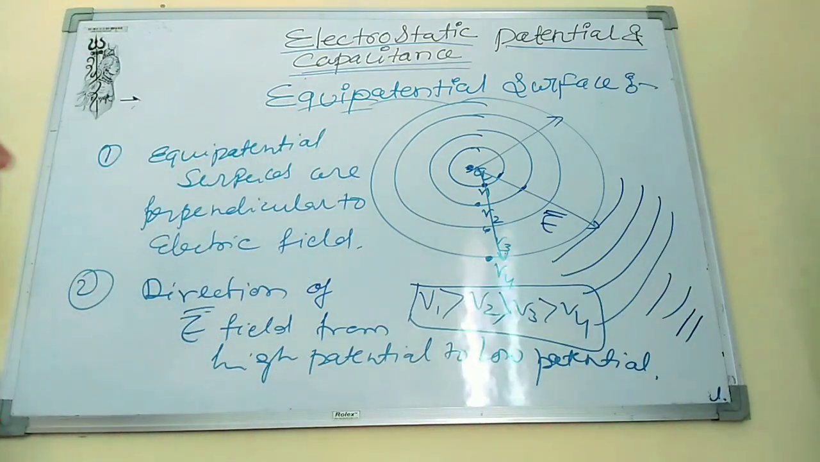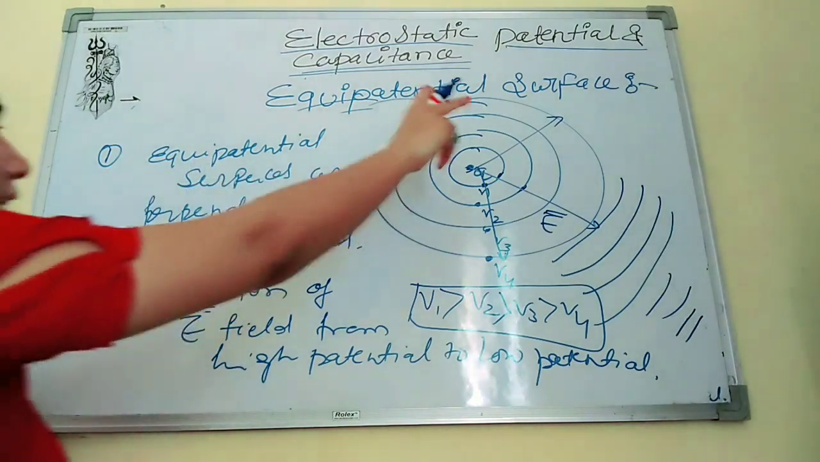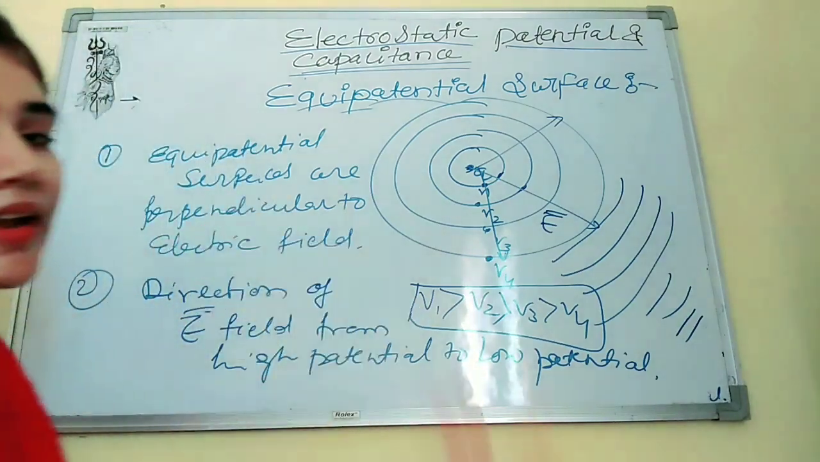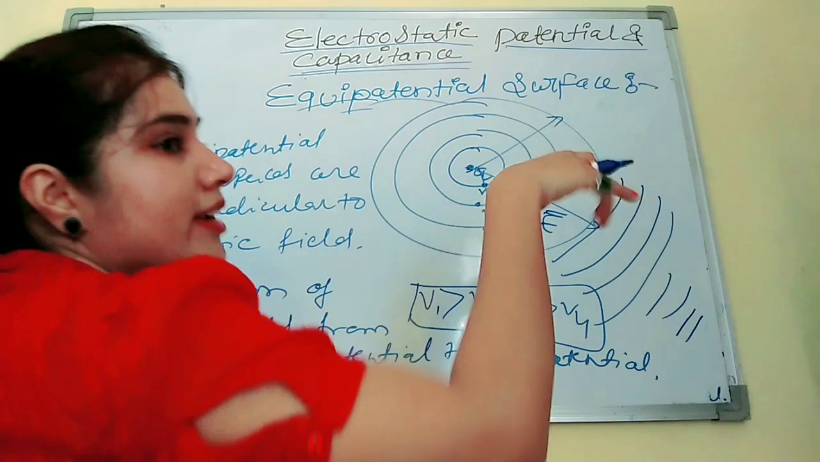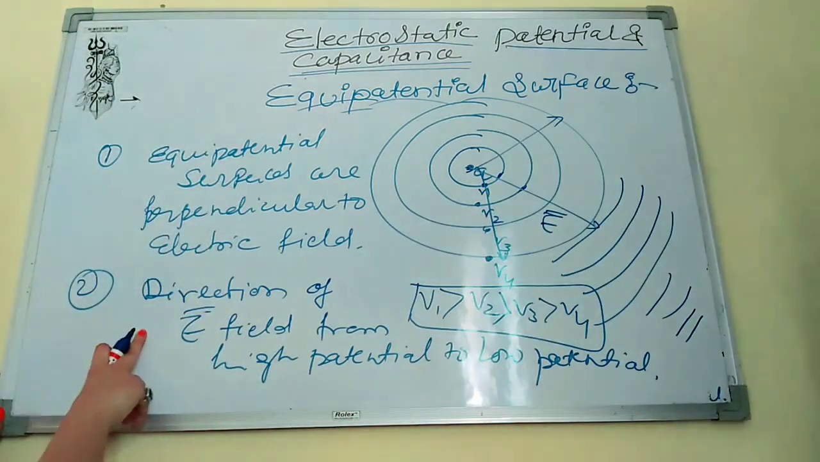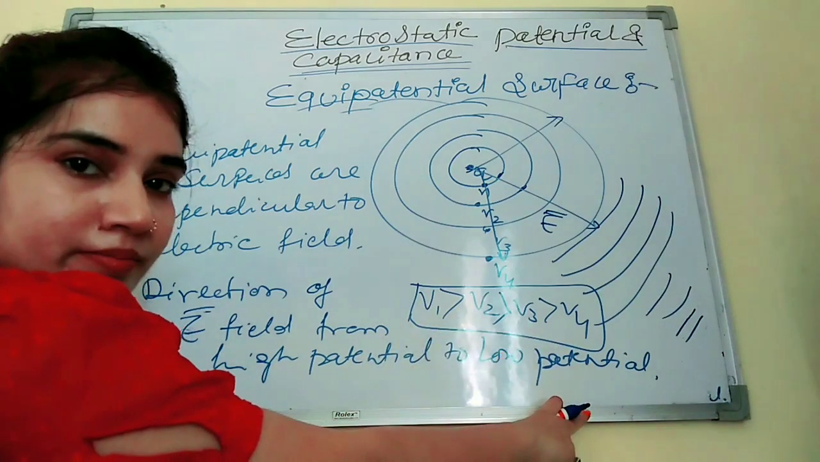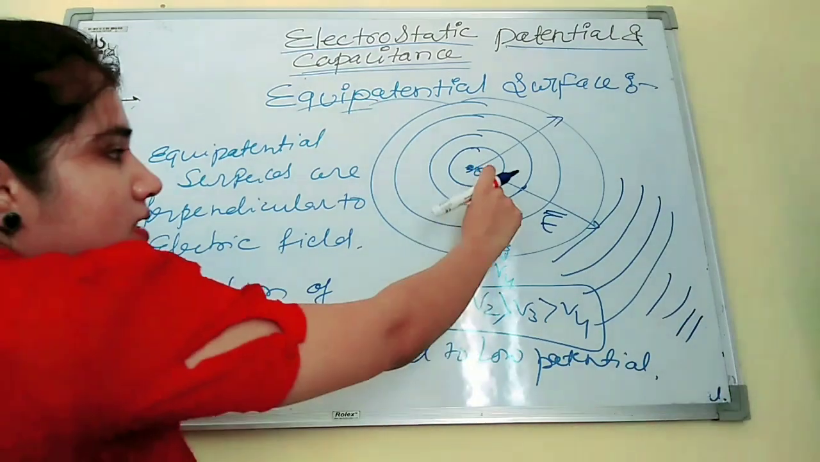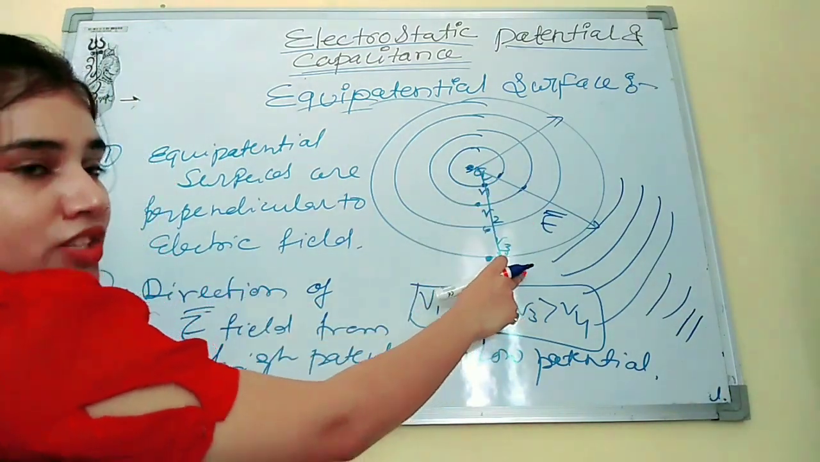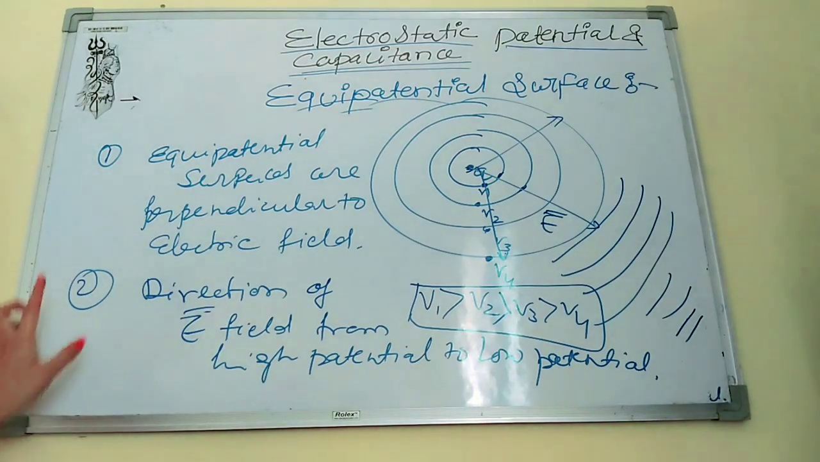Is that clear? These are the 2 points. First, equipotential surfaces are perpendicular to the electric field, or electric fields are perpendicular to equipotential surfaces. They will make a 90-degree angle to each other. Second, the direction of the electric field will always be from high potential to low potential. This is high potential, this is low potential, so it will always appear like this. Okay, now these 2 points are clear.